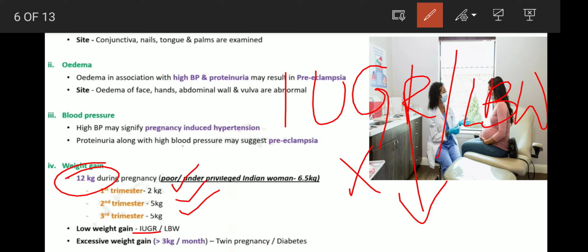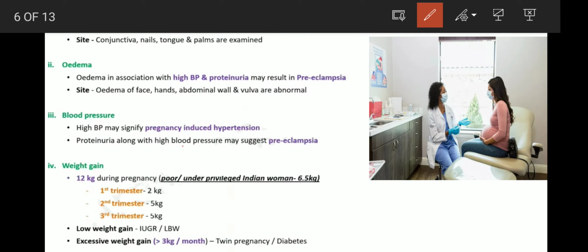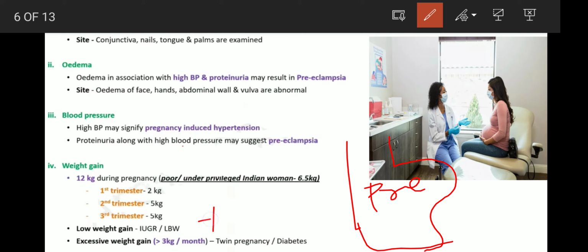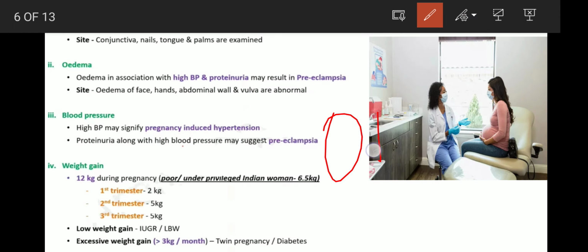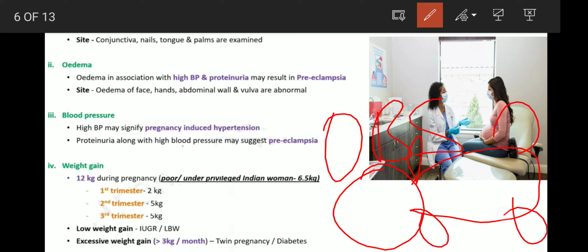If there is excessive weight gain of more than 3 kgs in a month, this should raise a suspicion of preeclampsia, twin pregnancy, multiple pregnancies, or diabetes. In cases of preeclampsia, there will be edema and the weight gain will be more. In twin pregnancies, weight gain will be more. Multiple pregnancies, more. Diabetes, big baby. We have studied in obstetrics, in diabetes we get a big baby.